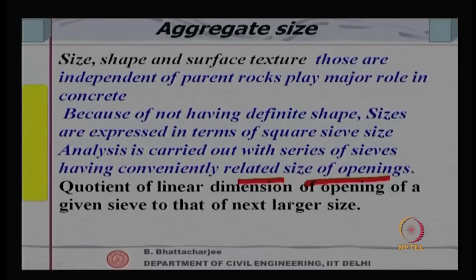Quotient of linear dimension of opening of a given sieve to that of next larger size. Actually, you see the sieve sizes, many things in nature actually do not vary linearly. For example, sizes of these particles, if you talk in terms of some sort of equivalent diameter, or through the sieve analysis you find out the size, you will find that the size varies over a large range.